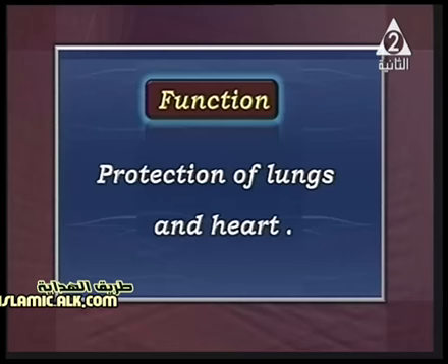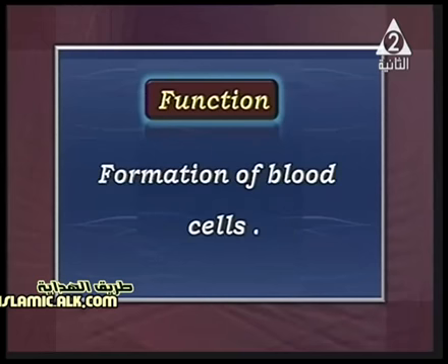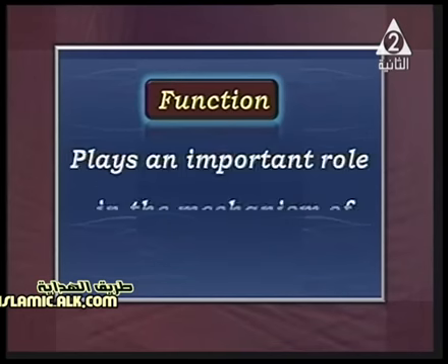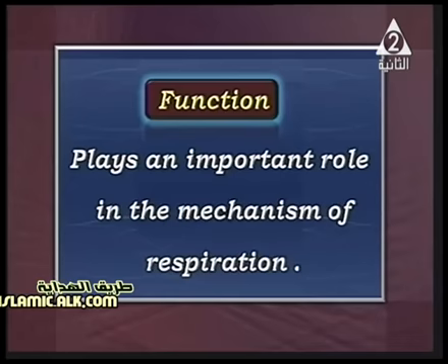Okay. What about the function of the thoracic cage or rib cage? Number 1, it protects the lungs and heart. It also has an important function for formation of blood cells, like most of your skeletal system. It also plays an important role in the mechanism of respiration, inhalation and exhalation.